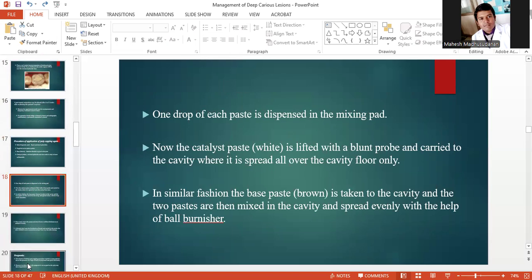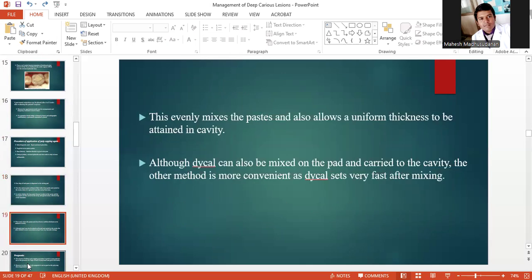One drop of each paste is dispensed on the mixing pad. Now the catalyst paste is lifted with a blunt probe and carried to the cavity, where it is spread all over the cavity floor only. In similar fashion, the base paste is taken to the cavity and the two pastes are then mixed in the cavity and spread evenly with the help of a ball burnisher. This evenly mixes the paste and also allows a uniform thickness to be attained in the cavity.